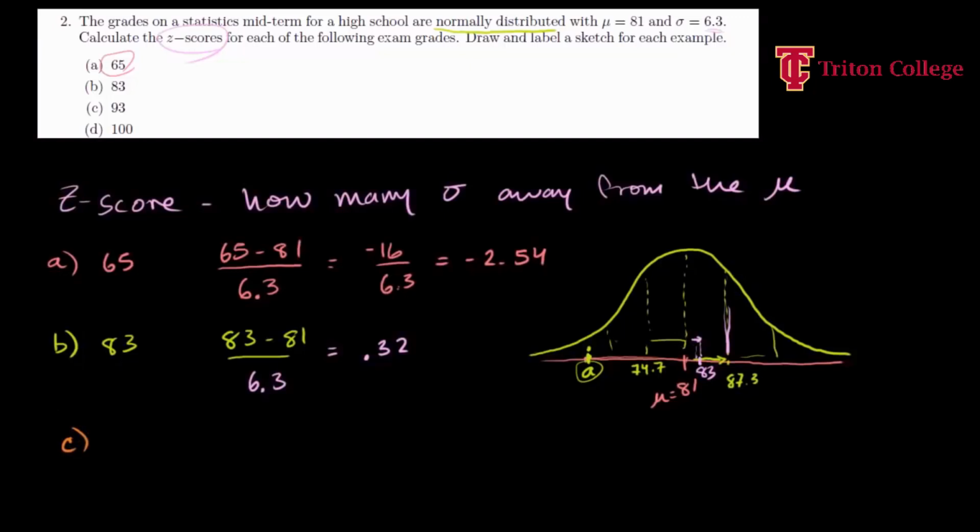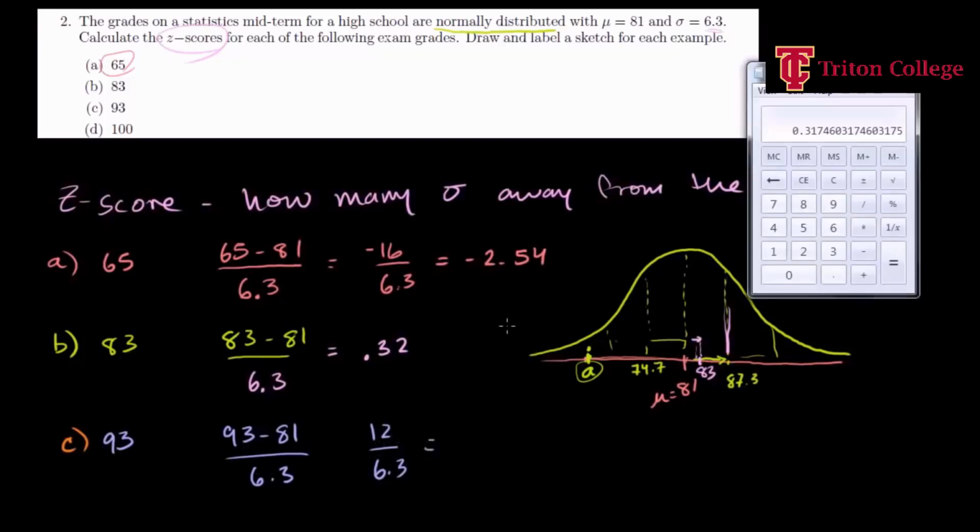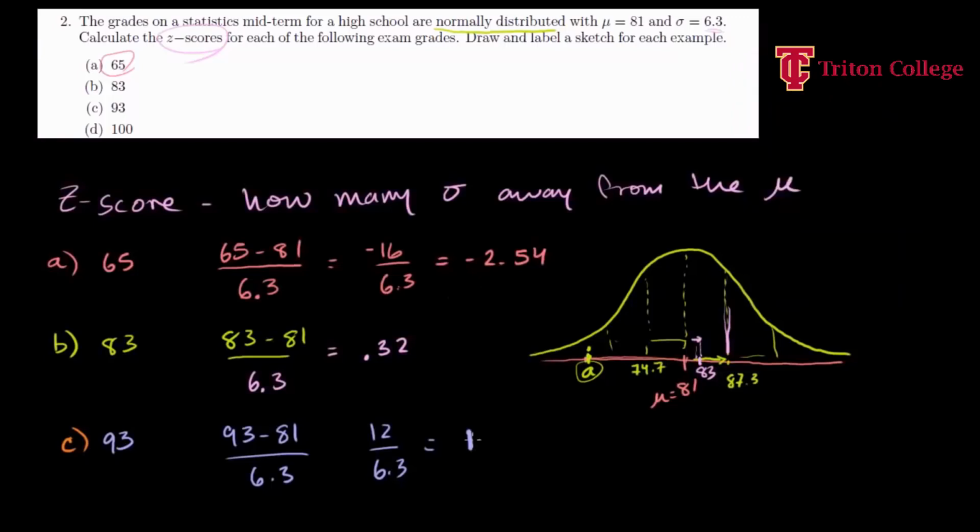Let's do the third score. The third score is 93. Now we can take a look at just our curve and say, well, 93 is above our mean, and it's way above it. So we'll subtract our mean from 93 and get 12, divided by 6.3, which is our standard deviation, and it'll give us how far it is above our mean. So we'll do a quick compute here, and we'll get 1.9. So basically, it's 1.9 standard deviations above.